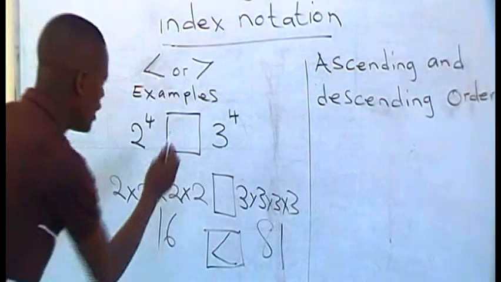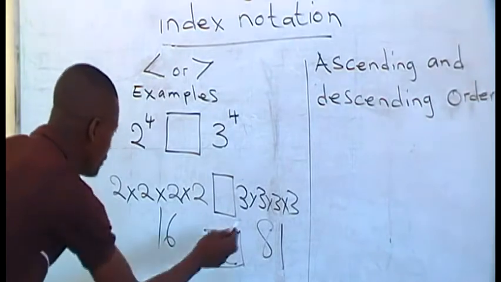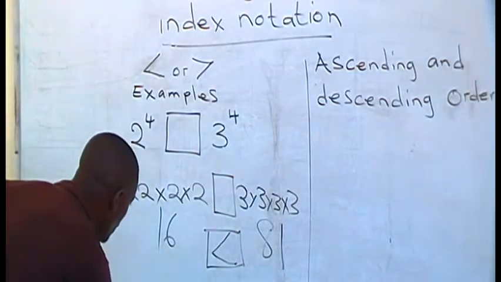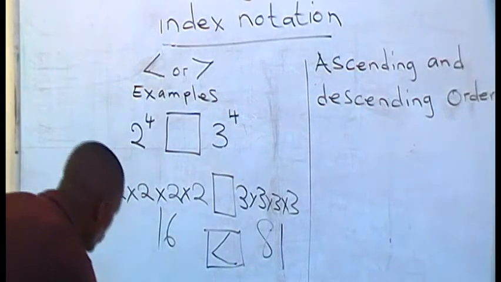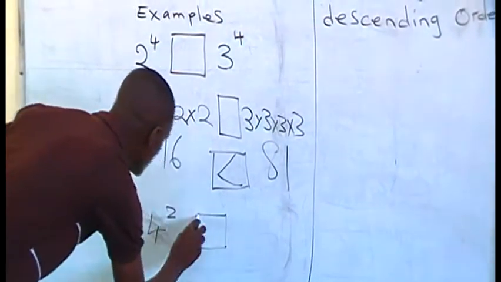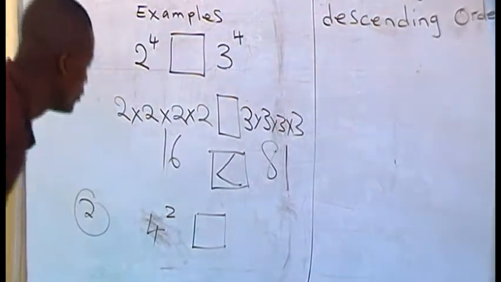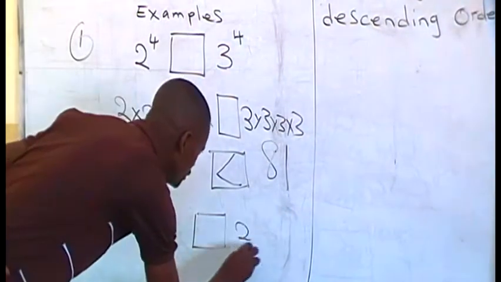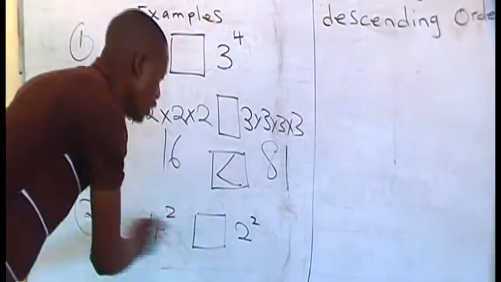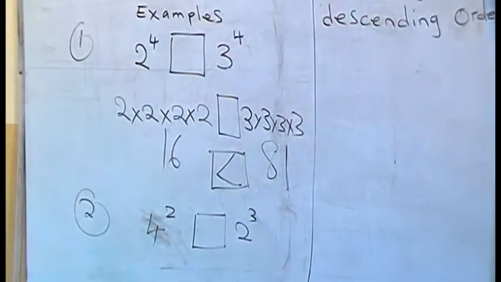I'll give you another example on the same symbols, if it was vice versa. For example, 4 squared, box, 2 cubed. This is the second example. Here I have 4 squared, and then here I have 2 to the power 3.